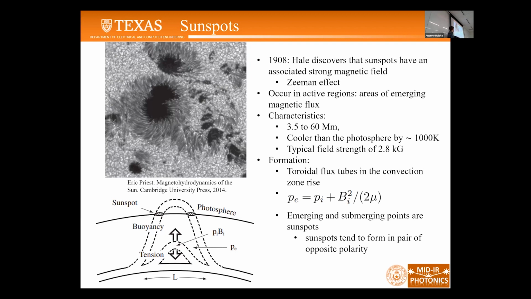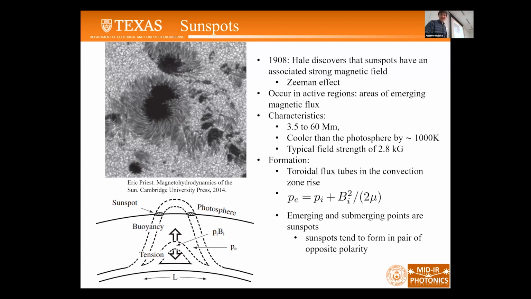So sunspots, as you can see in this bottom diagram, are the result of this magnetic flux loop emerging from the surface of the sun, and those emergence points are sunspots. This explains why the magnetic field is directed outward from the sun, and also why it's stronger than the surrounding environment. They also tend to get formed in pairs of opposite polarity, because toroids, when they emerge through a surface, have to have an emergence and a submerging point.